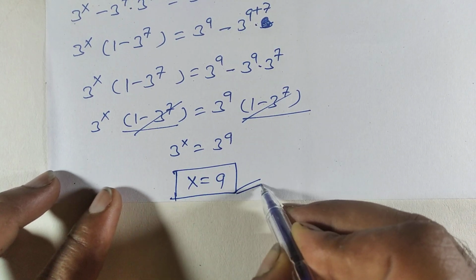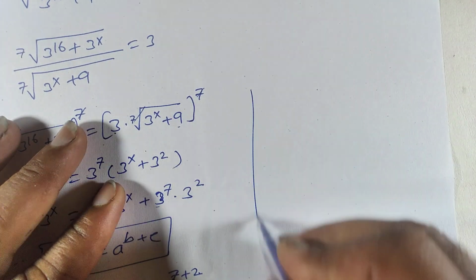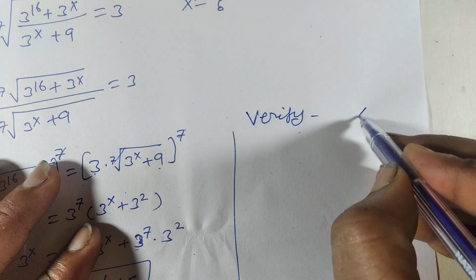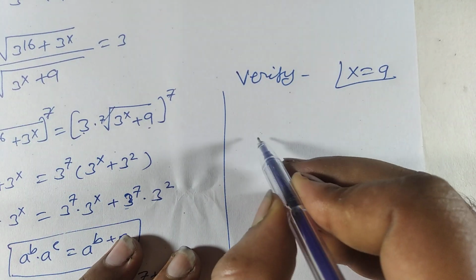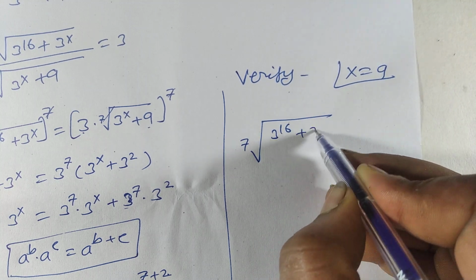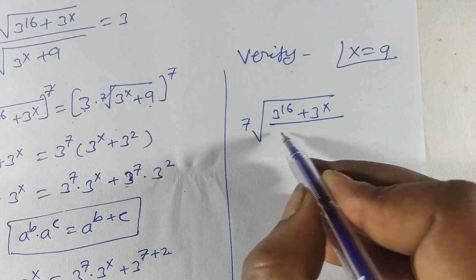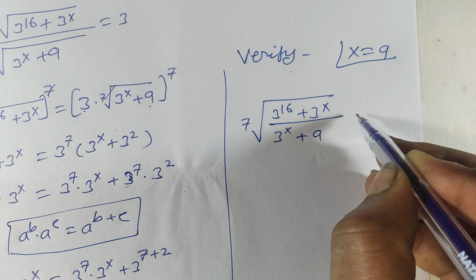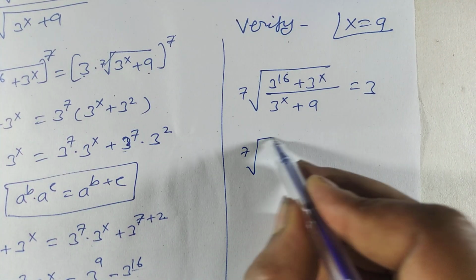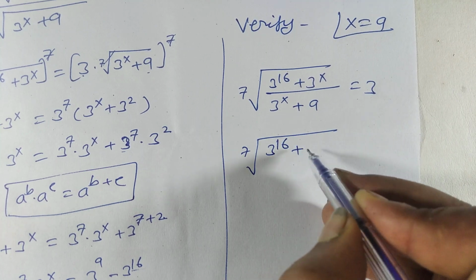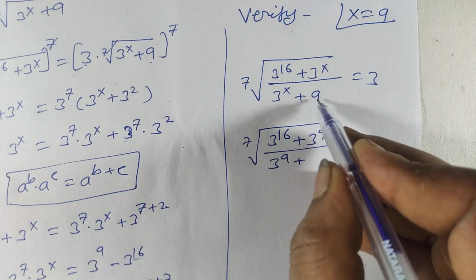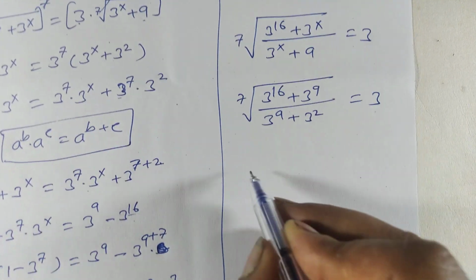This is the answer. Now let us verify whether this answer is correct or not. The value of x is equal to 9. Putting it in the main equation, which is the 7th root of (3 to the power 16 plus 3 to the power x) over (3 to the power x plus 9) is equal to 3, we get the 7th root of (3 to the power 16 plus 3 to the power 9) over (3 to the power 9 plus 3 square) is equal to 3.